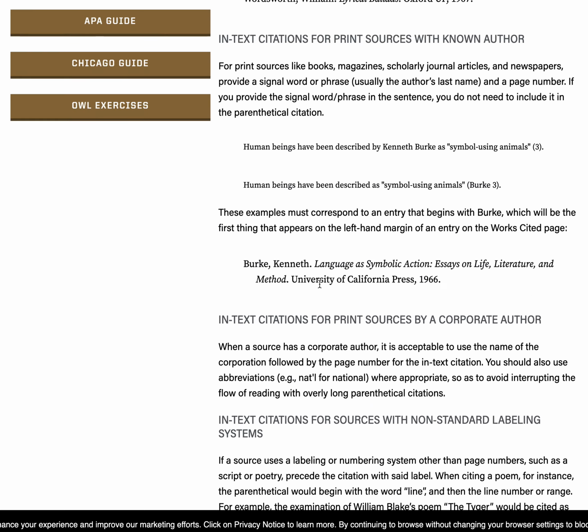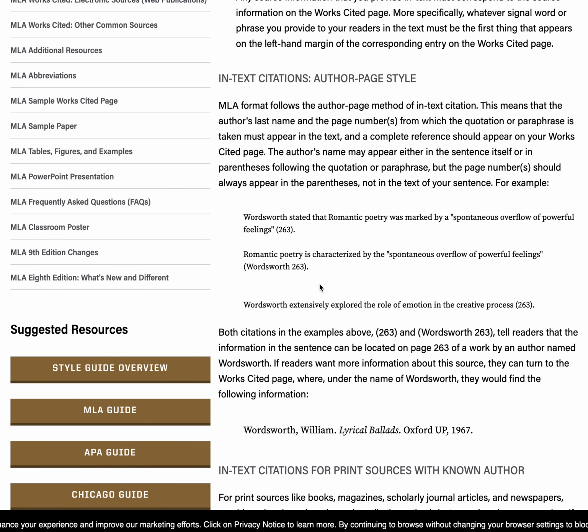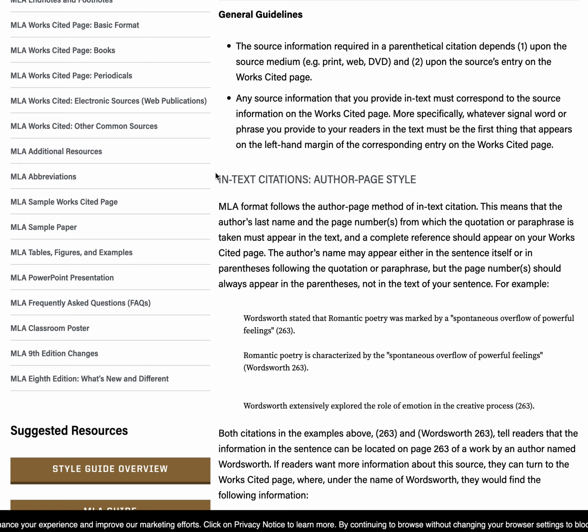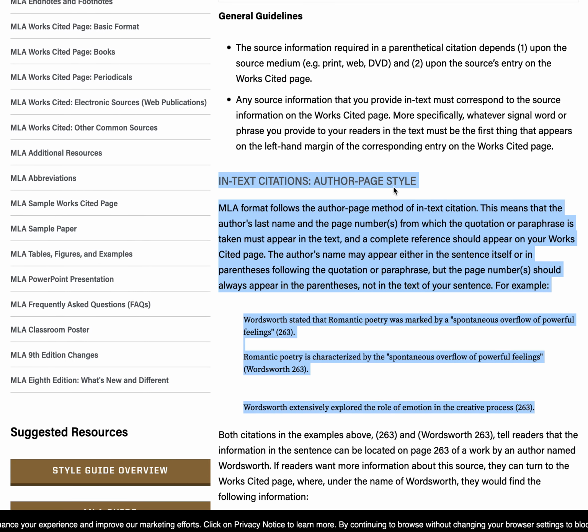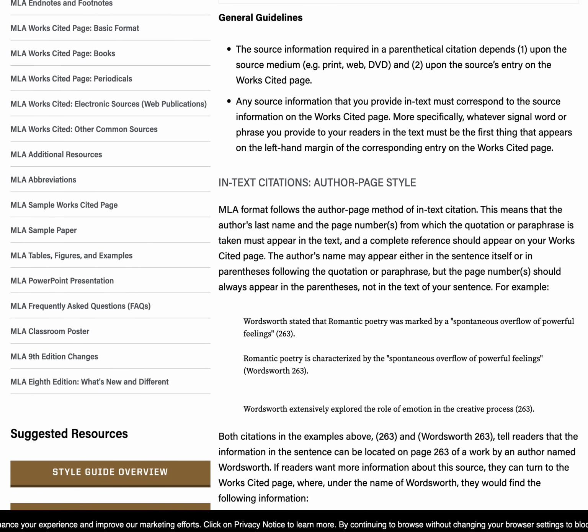We're just quoting from a book, so that's pretty simple. Author page style right here, just Quinn and the page number. So this is pretty much all you need to know right now. All right, I hope that's somewhat helpful.